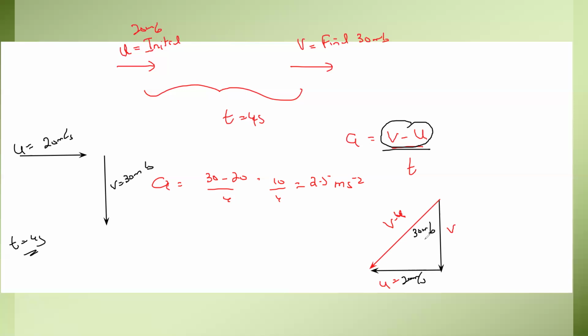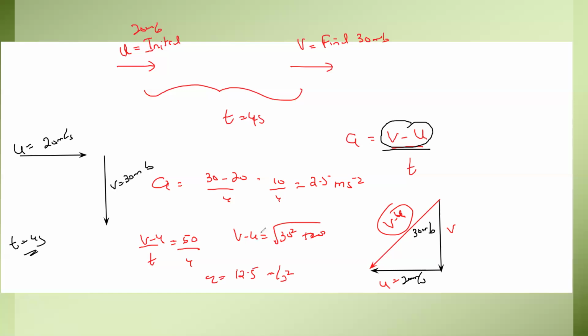And how do we calculate the magnitude of v minus u? I will use the Pythagoras theorem because it is making a right angle triangle. So the magnitude of v minus u will be the square root of 30 squared plus 20 squared. And the time is 4, so it will be v minus u divided by 4. So the square root of 30 squared plus 20 squared. What's the answer for that? That is 50 divided by 4, so we'll get 12.5 meters per second square. That will be the acceleration of this object.